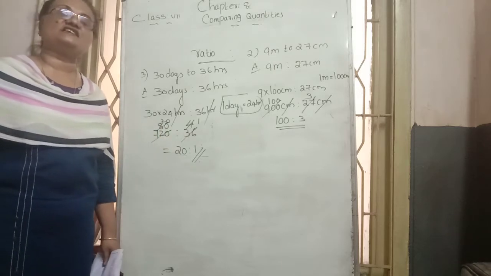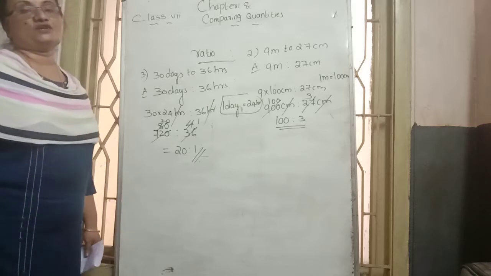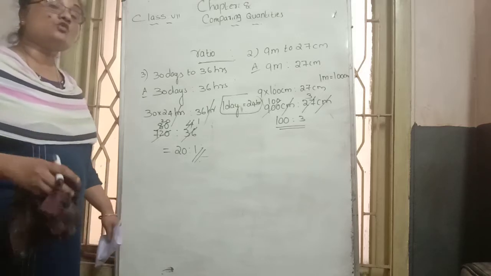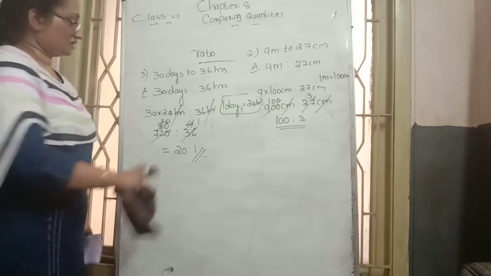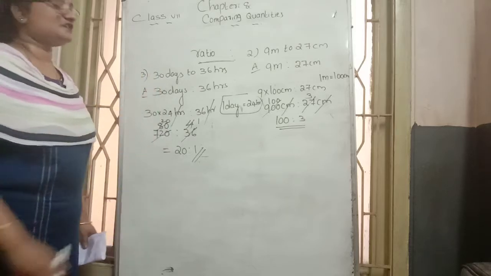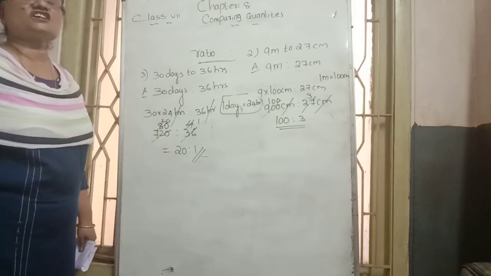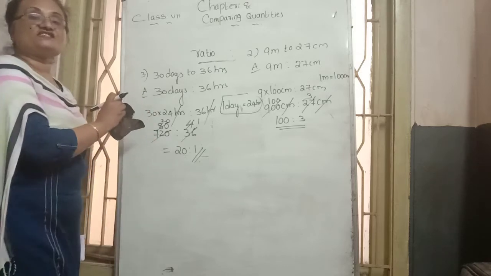In this way we do the comparison. I hope you can understand how to compare the quantities. Comparing the quantity means how many times one quantity is to the other quantity. So we get 20 is to 1 for 30 days to 36 hours. That is the meaning of this question.